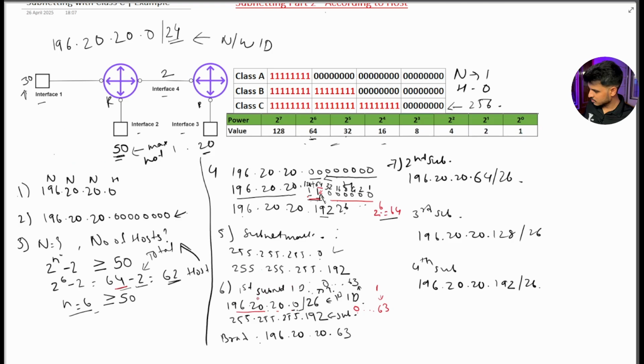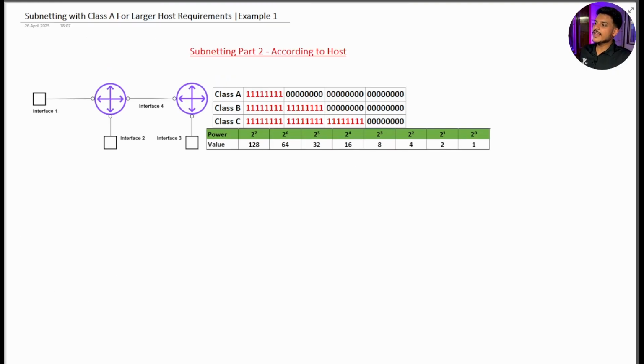Let's say the first subnet will go for interface 1, the second subnet will go for interface 2, the third subnet will go for interface 3, and similarly the fourth will go for interface 4. Now we will take an example of an architecture where there is a larger requirement of hosts.